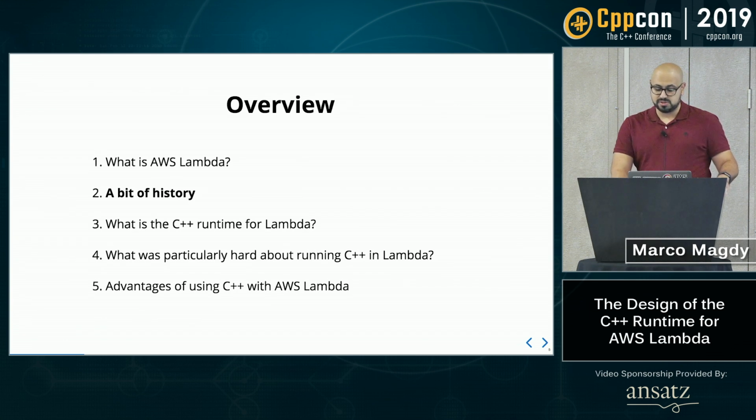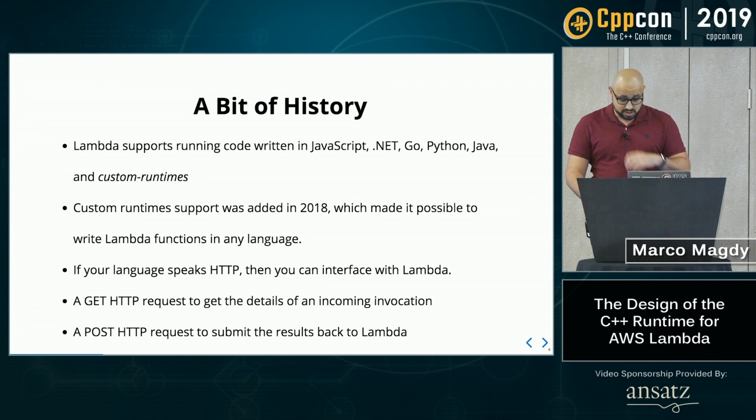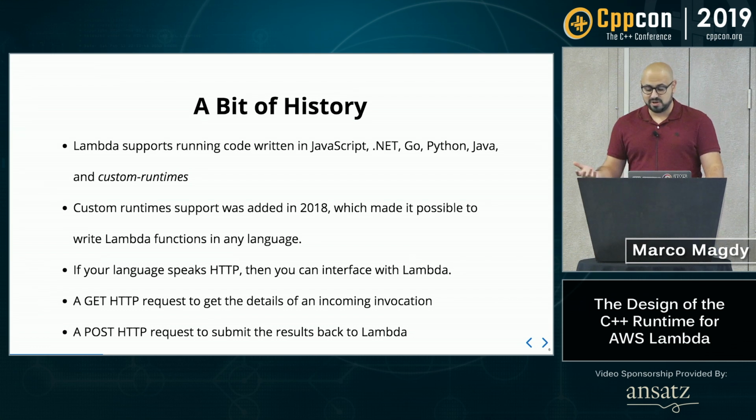So to understand the C++ runtime, we have to go over a little bit of history, and I promise it's not going to be long, how Lambda used to work in the past and how it works today. Before November of last year, Lambda supported a few languages like Java, .NET, Python, and Go. And those languages were added incrementally over the years since Lambda launched back in 2014. However, developers are, I guess, never satisfied with the current languages. They always want their favorite language. And it became evident that it's not a sustainable model to just wait for the next year until Lambda adds support for my favorite language.